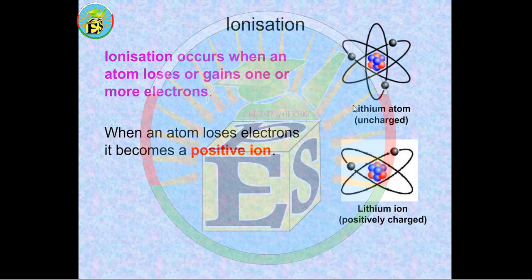As an example, a lithium atom is uncharged, meaning the number of electrons equals the number of protons, so we have balanced charge and the overall charge equals 0, 3 negative and 3 positive. But a lithium ion is positively charged because it lost one electron, so the positive charge is greater than the negative charge by 1.